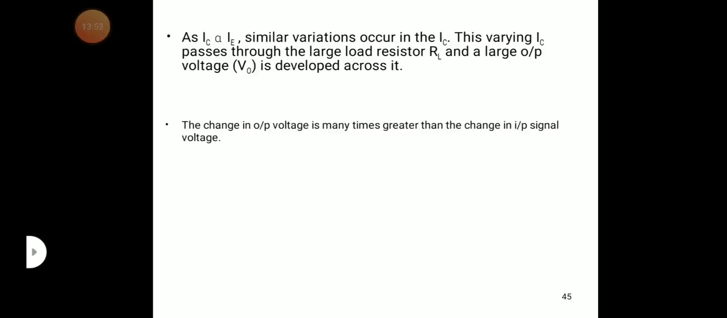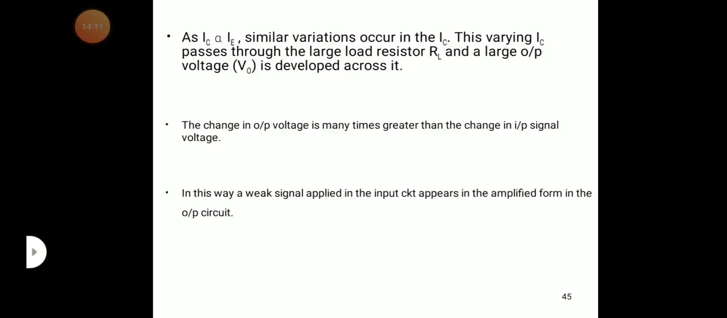The change in output voltage is many times greater than the change in the input signal voltage. The meaning is that whatever the change in the input signal, the output is many times greater than the input signal. In this way, a weak signal applied in the input circuit appears in amplified form in the output circuit. That is the meaning. If we apply a weak signal in the input circuit, that weak signal is amplified in the output circuit.